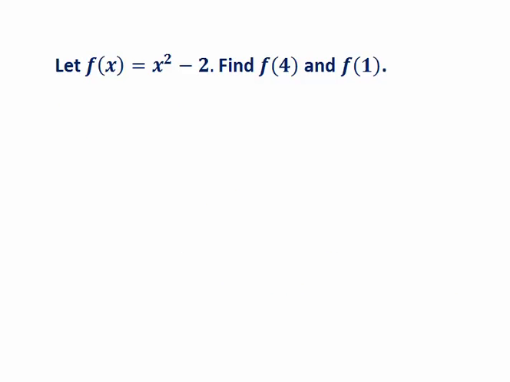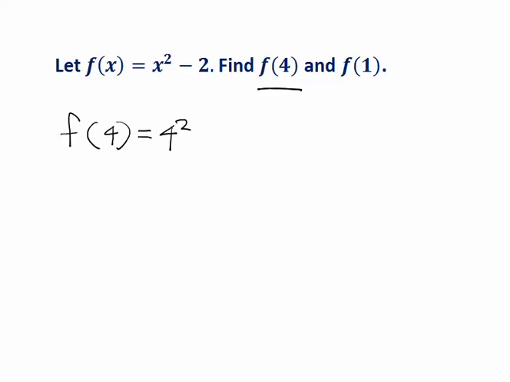Here's an example. Suppose we have a rule defined by the formula f of x equals x squared minus 2. We could use this rule to evaluate the output for certain inputs. For example, if I want to know what I will get out should I input the number 4, this rule tells me how to compute that output.